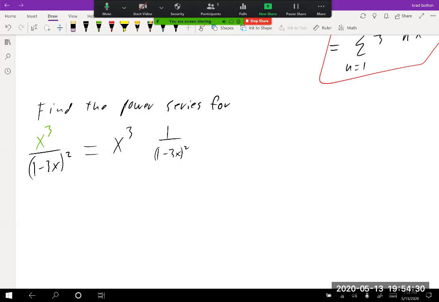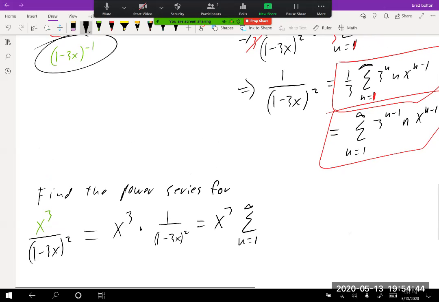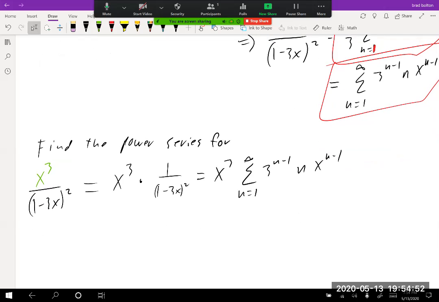Because you know this, right? I guess that would be fair to write like that. Because you know that's true, well, you already found the series for 1 over (1 minus 3x) squared. You know that this is the series. What did we say? It was 3 to the n minus 1, n, x to the n minus 1, right? But I showed you guys in the previous problem that if you have an x cubed on the outside, all you have to do is multiply it inside.